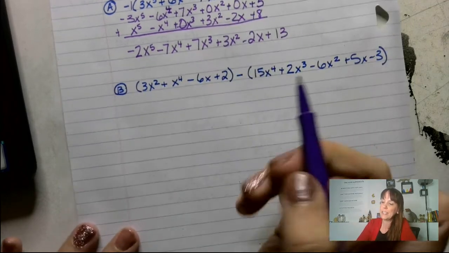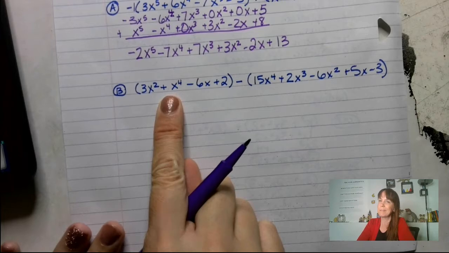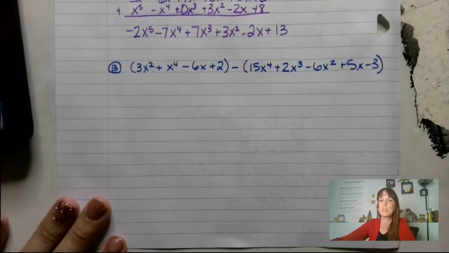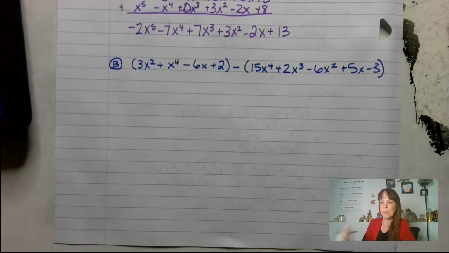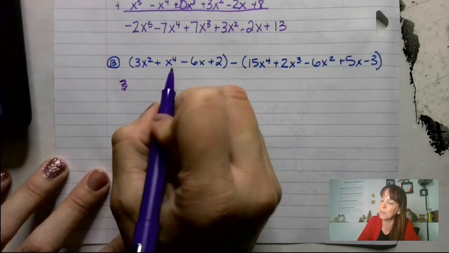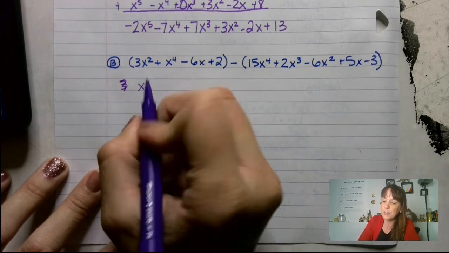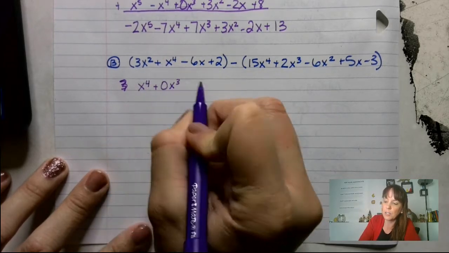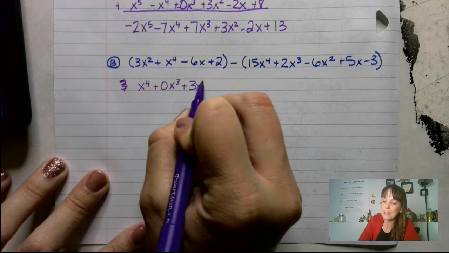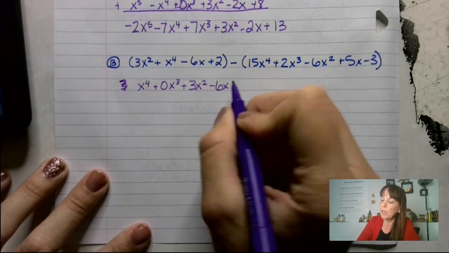All right, so for our next one, we're going to list these out. Notice that they're out of order though. You gotta make it so it's in order. That's called standard form. And just like clean it up a little, it's a little nicer. So I say that and then I immediately copy it down wrong. So let's start with this, x to the fourth. There's no x to the third, so I'm gonna put 0x to the third plus 3x squared minus 6x plus 2.